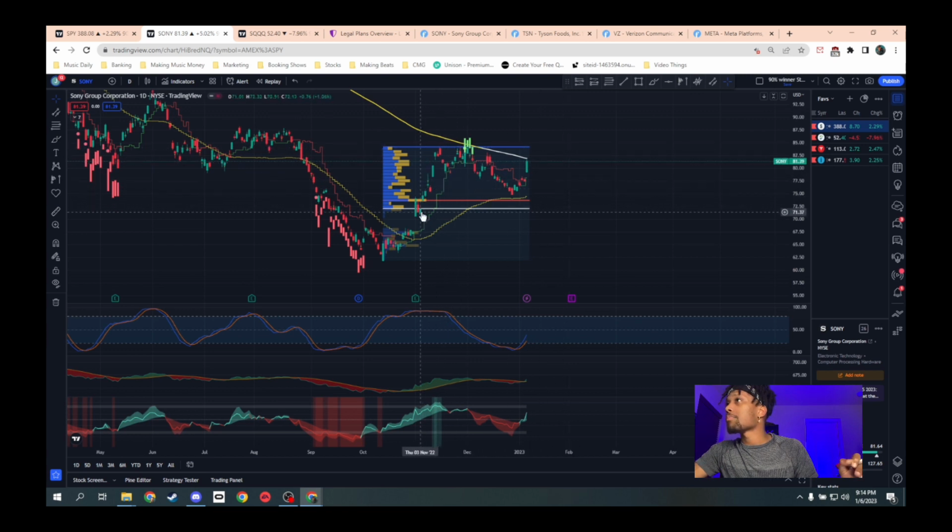We're in a safe space. If we fall to this area, this is what we call a ghost zone, where there was literally no volume in the previous trend. So now we're just looking to bounce off of this. Probably on Monday we'll be down on Sony. Probably be down on the whole market on Monday.